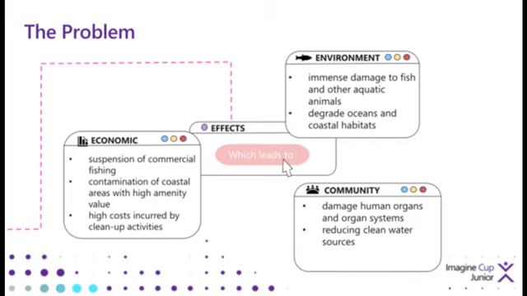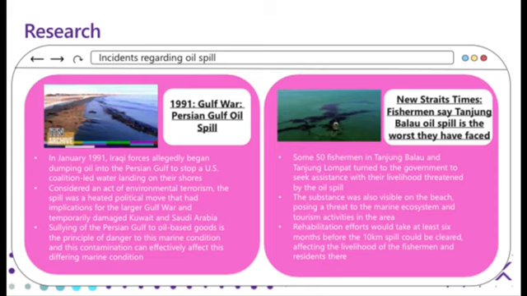So, from the community aspect, oil spill could damage human organs and organ systems through contaminated water from the oil spill. And this could also reduce clean water sources. So, from the economic aspects, the suspension of commercial fishing will happen, which will affect fishermen greatly, and contamination of coastal areas with high amenity value and high costs incurred by cleanup activities could also happen, which can affect the economy greatly.